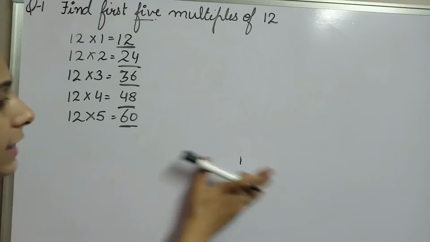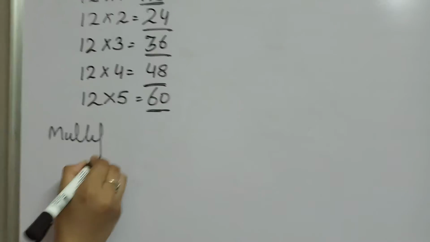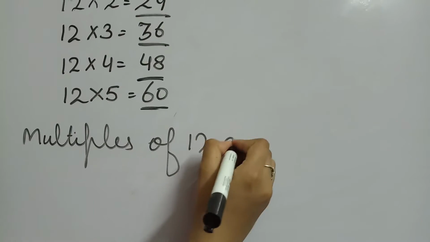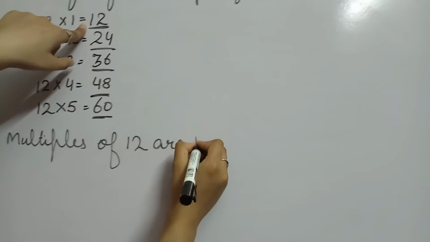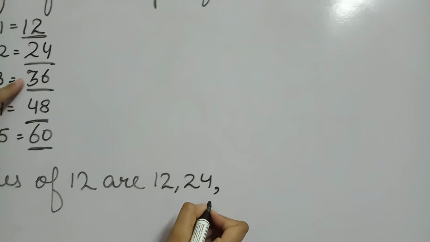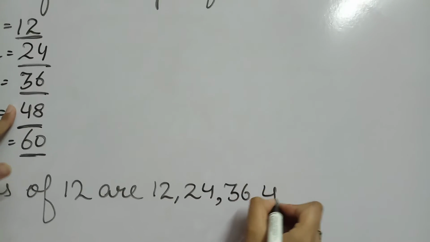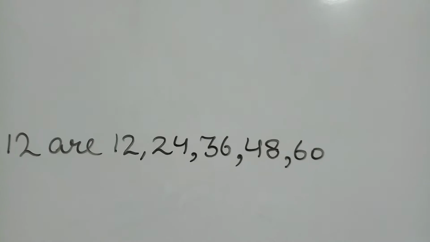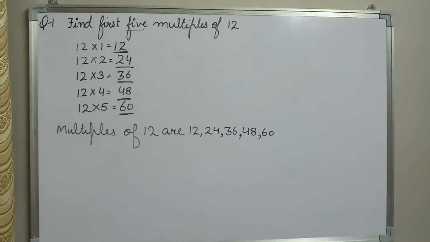So how will you write it down? You will write down here multiples of 12 are, first multiple is 12, then 24, then 36, then 48 and the last is 60. So these are first 5 multiples of 12.